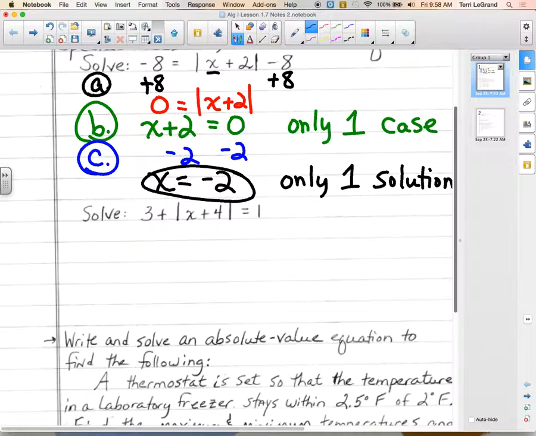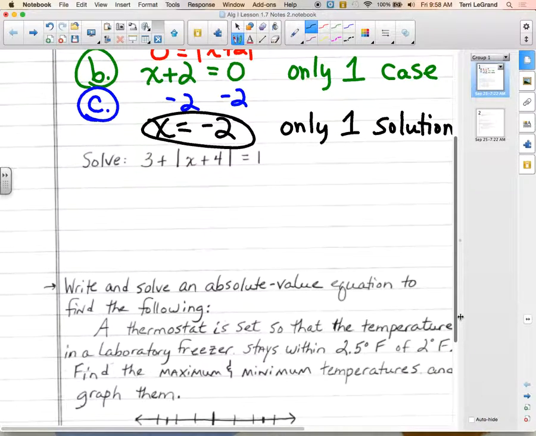Only when the distance is... Yeah. So only when the absolute value expression, once it's isolated, is set equal to 0. Yeah, when it's set equal to 0, after it's isolated, then there's only going to be the one solution, only one case to set up.